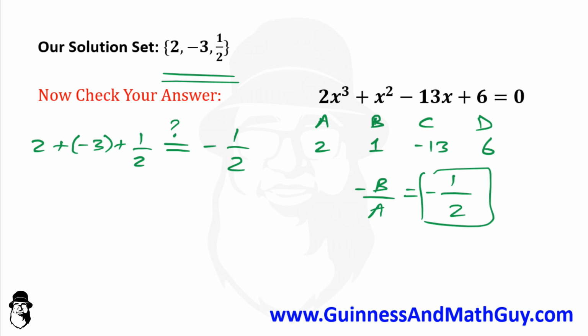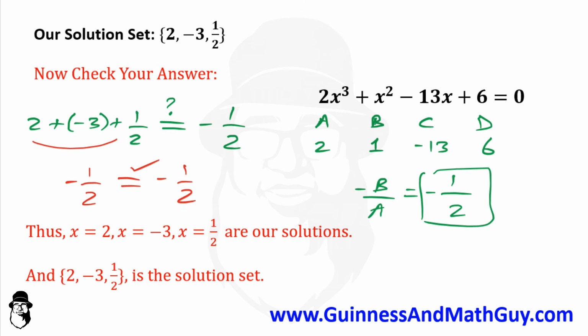So let's check it. 2 plus half is 2.5, and minus 3 will make it minus half. And we know that it is equal to minus half. That is correct. So we know now that x equals 2, x equals minus 3, and x equals half are our solutions, and this is the solution set.